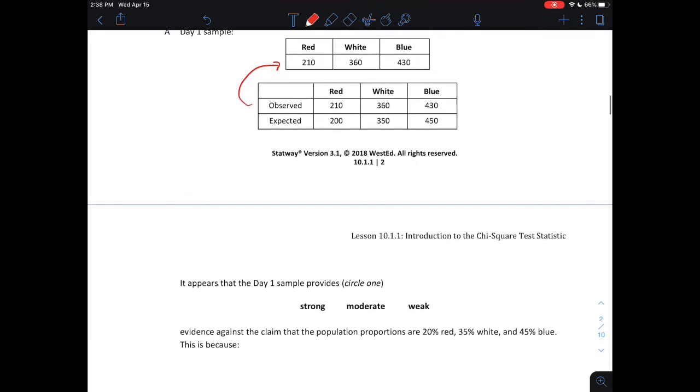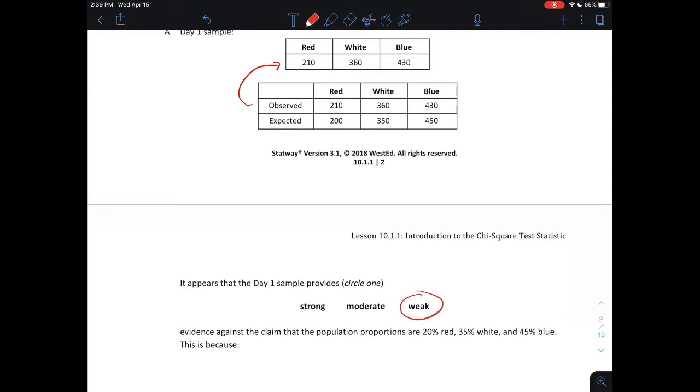So on the next page, it appears that the day 1 sample provides, and we need to circle one of these here. So if we want to think if it was strong evidence against the claim that the proportions should be what we expected, 200 red, 350 white, and 450 blue, if it was strong evidence, then we should see what we observed to be pretty far. But these don't seem to be pretty far. 210 versus 200, or even more so, 430 versus 450. That might be hard to tell the difference between that. So I don't think that we would say strong evidence or even moderate.